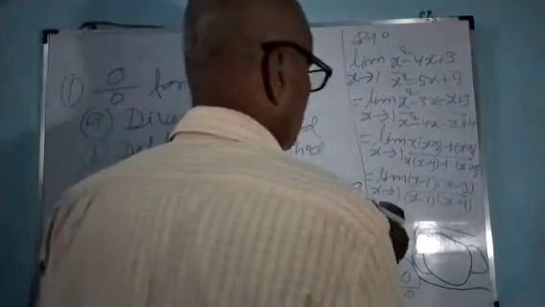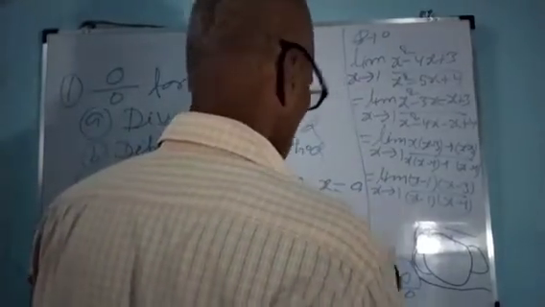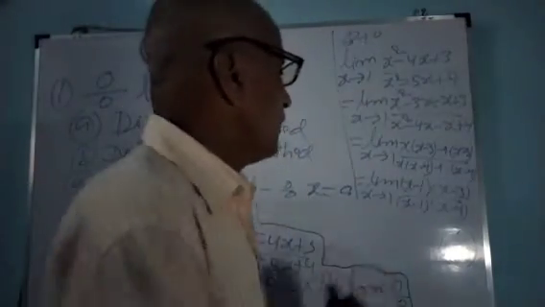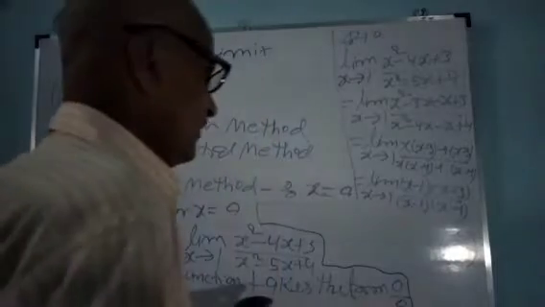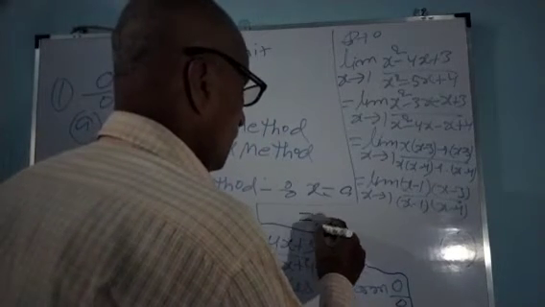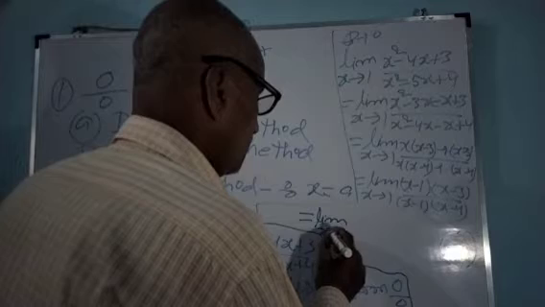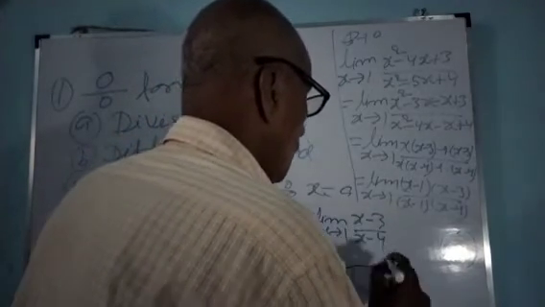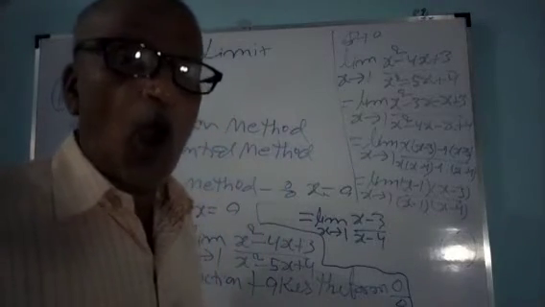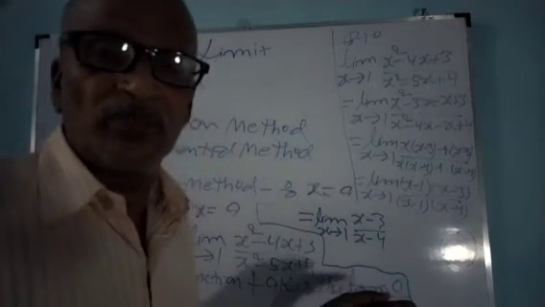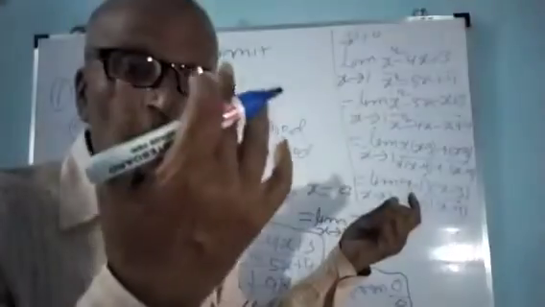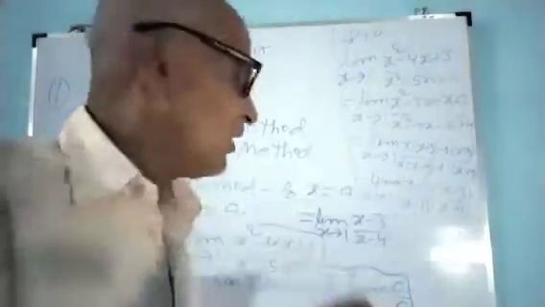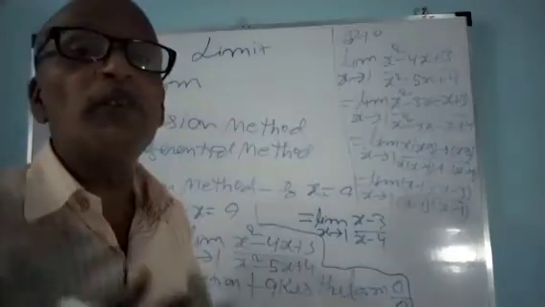Then what does it become? Now we remove this common factor. This is equal to limit x tends to 1, (x minus 3) by (x minus 4). What do we see? The indeterminate form does not exist here. The indeterminate form is removed. Now we put x equal to 1, the value of the variable x, and we get the limiting value of the function.